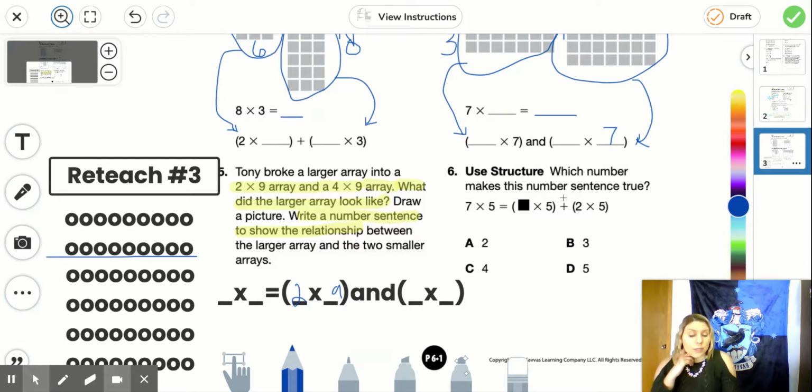Number 6, which number makes this number sentence true? 7 times 5 equals a number times 5 plus 2 times 5. Well, this 5 looks like it stayed the same. There's 5, 5, and 5. So they kept the number in each row the same. So now I have to look. They broke apart the 7 to be a number and 2. What number plus 2 will make 7? And that would be your answer.